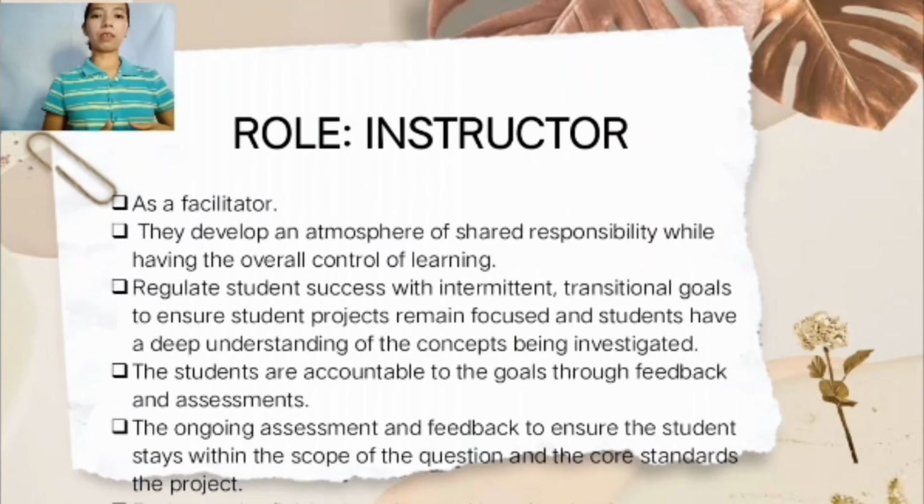They regulate students' success with intermittent transitional goals to ensure students' projects remain focused and students have a deep understanding of the concepts being investigated. The students are accountable to the goals through ongoing assessment and feedback, to ensure the student stays within the scope of the question and the core standards of the project.